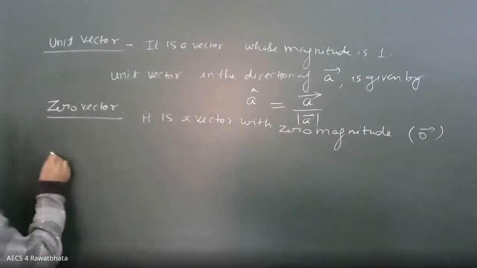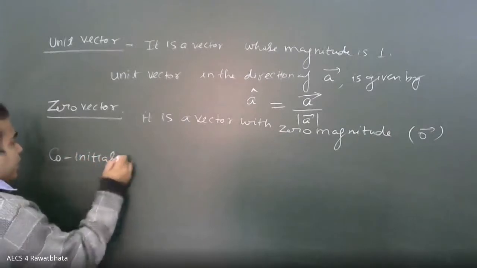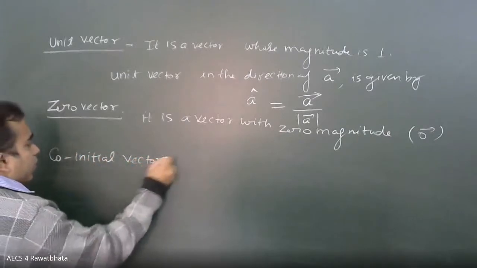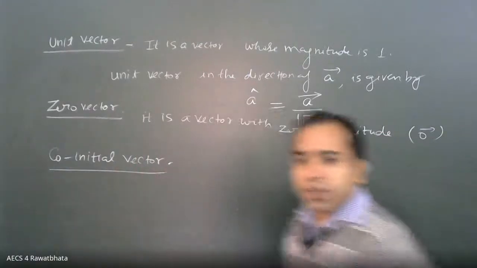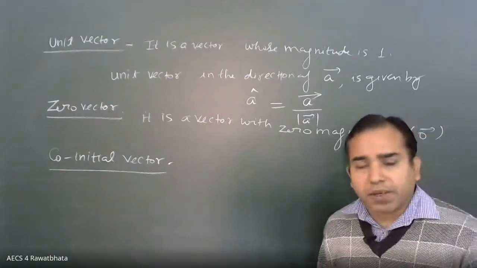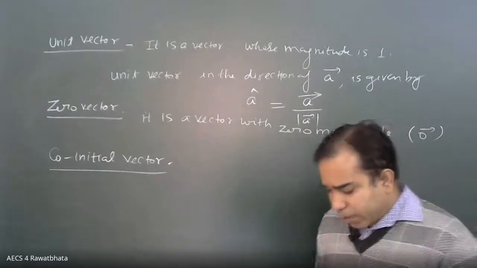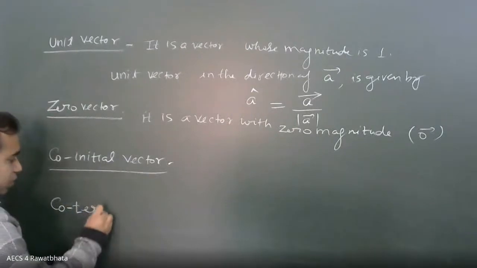Okay. Then next is co-initial vectors. Can you make a guess? Abhishek or Sajbeen? Sajbeen Parveen has joined. Can you make a guess what co-initial vectors will be? Anyone? And similarly one more, co-terminus vectors.